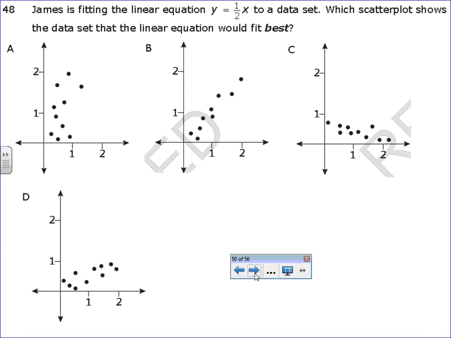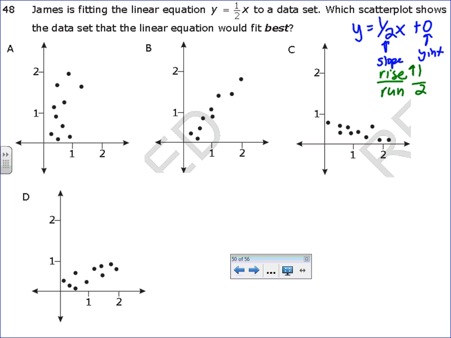Okay, for 48, James is fitting the linear equation y equals 1/2 x to a data set. Which scatter plot shows the data set that the linear equation would fit best? Well, first off, let's take a look at this equation. We've got y equals 1/2 x. What's my y-intercept? 0. So that means it needs to start at 0, and this is my slope. Okay, this is my y-intercept. Well, my slope is 1/2, that represents rise over run. That means I went up 1 and over 2. So I need to start at 0, and I need to go up 1 over 2.